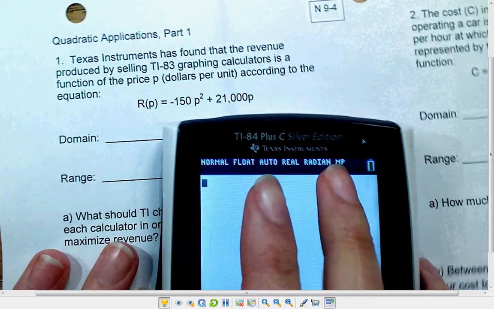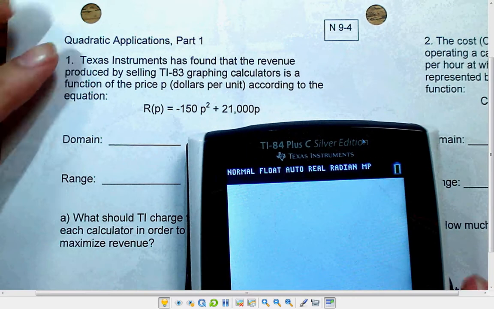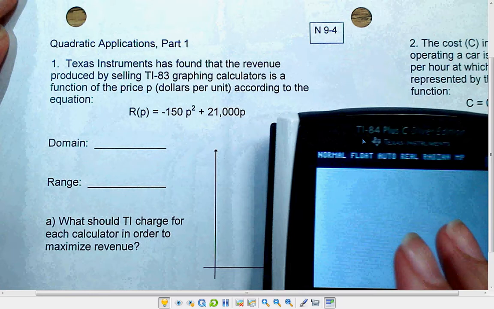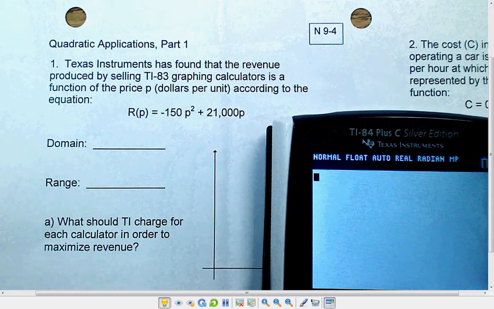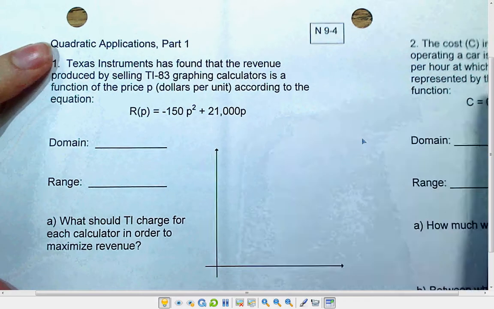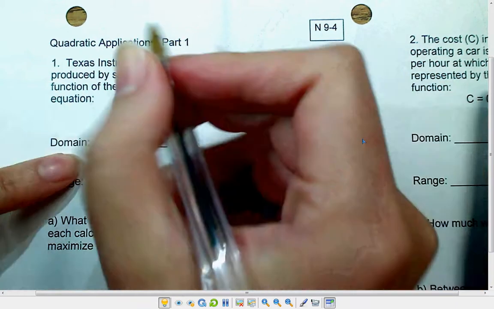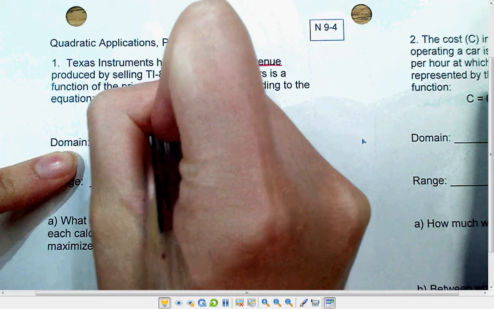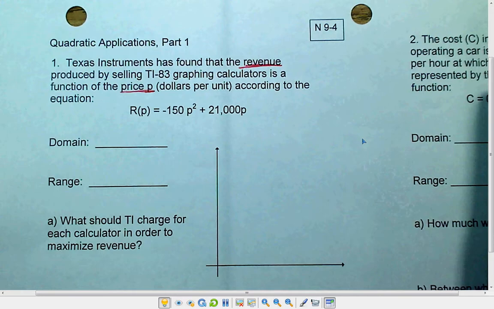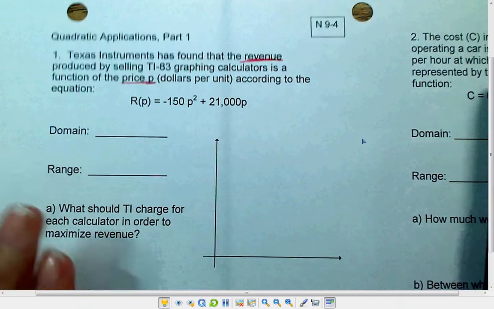Today we're going to be learning how to use our calculator to answer questions about a specific situation. So number one, Texas Instruments has found that the revenue produced by selling TI-83 graphing calculators is a function of the price, P, dollars per unit, according to this equation. So the first thing we're going to do is graph this.